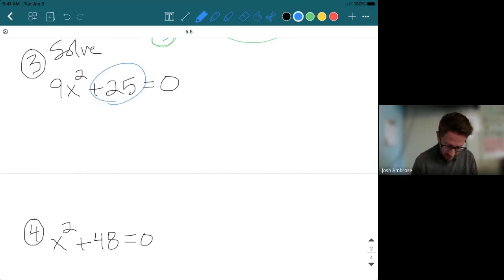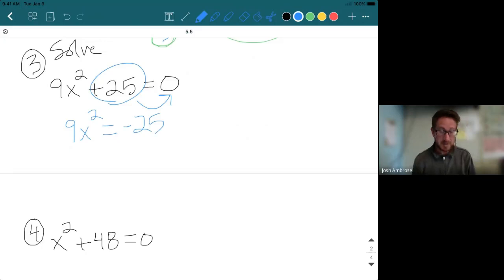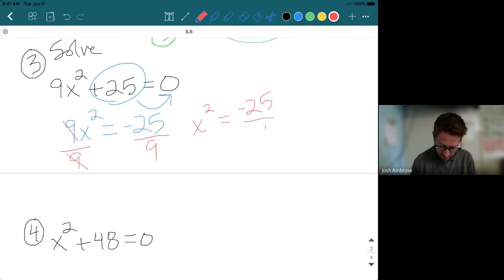All right, so here we go. This 25 has to get moved over here. 9x squared now equals a negative 25. You can start to see what's going to happen, hopefully. All right, got to get rid of that 9. Divide both sides by 9. That crosses out. Now we're looking at x squared equaling a negative 25 over 9.